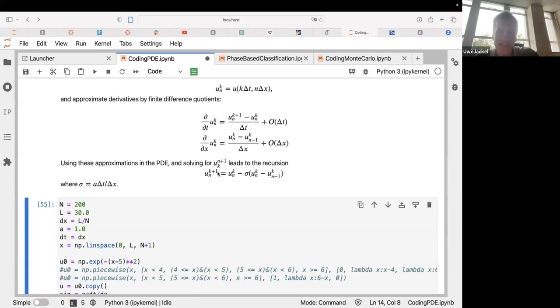So we update the value at time k and at the nth grid point by subtracting sigma times the difference of the value at this grid point minus the value of the left neighbor.